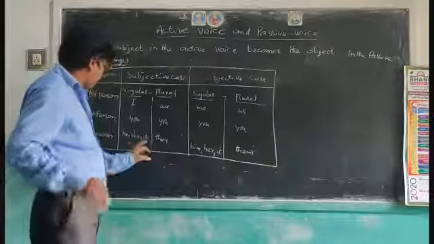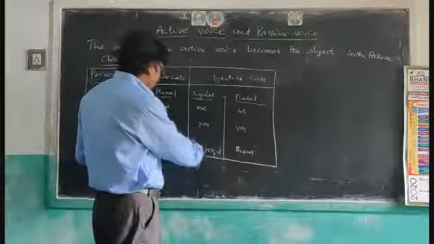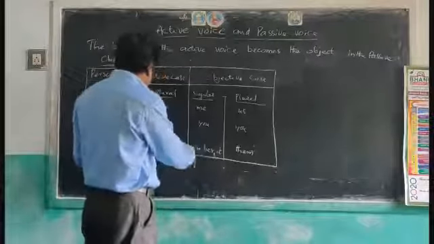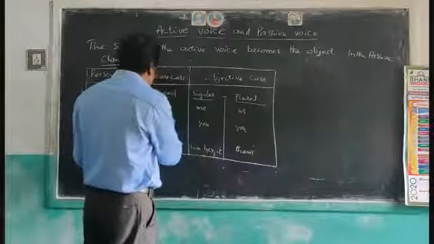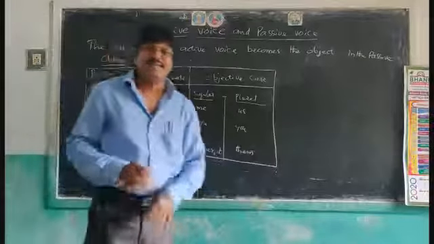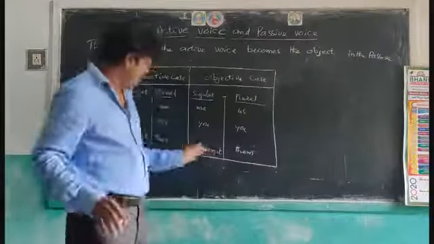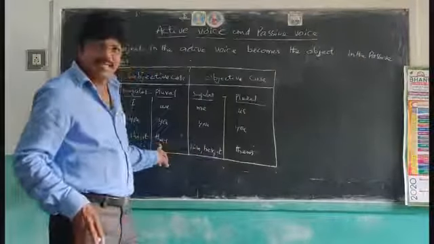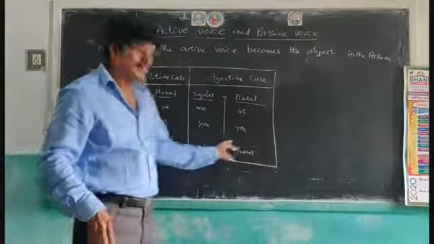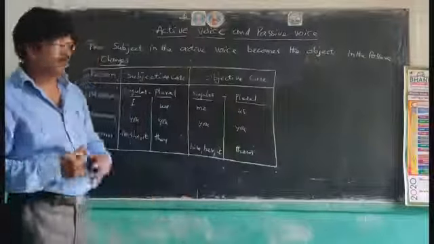He, she, it changes in singular: him, he, him, she, her, it. In plural, they, them. They changes to them. If the subject is they, in the object we write them. Copy done, and observe very closely.